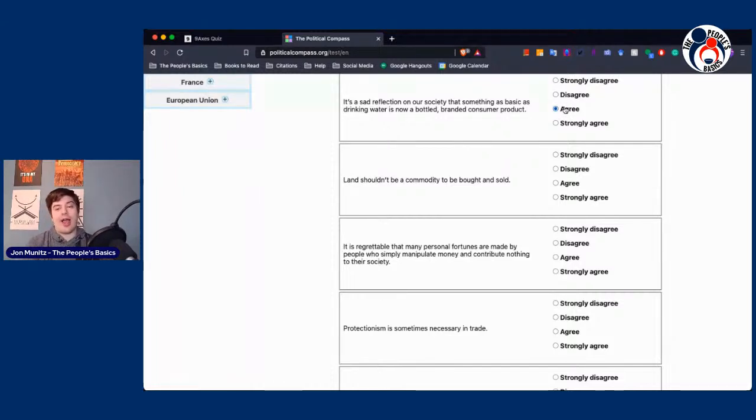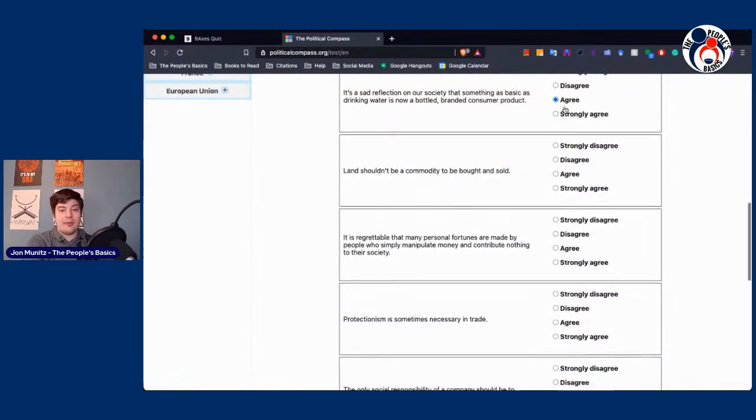I have mixed feelings. I agree here because water is one of those things that we should all have as public ownership. But I don't think it's a crazy notion that people could take something basic and attach a filtration method, a sourcing method, a branding behind it to then make it a product. I don't think that's that sad, but since this is specifically talking about drinking water, I do think that should be publicly owned. So I'm not going to go to strongly agree, but I'm going to go to agree.